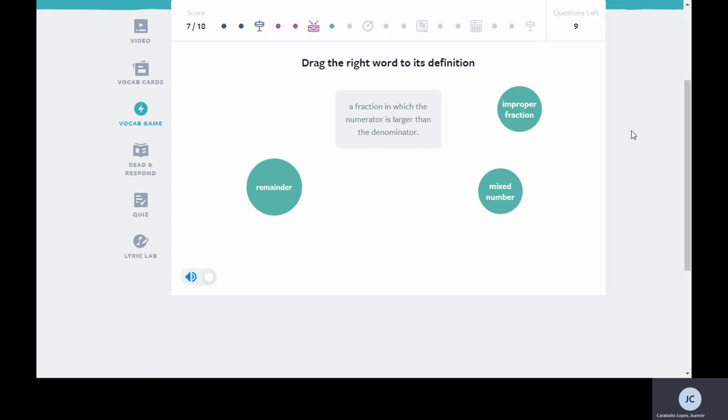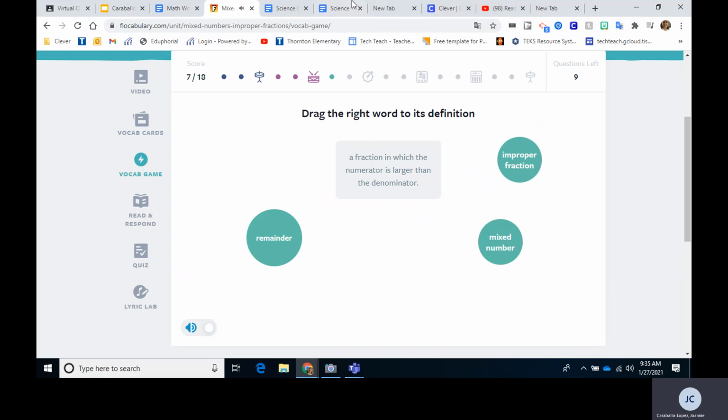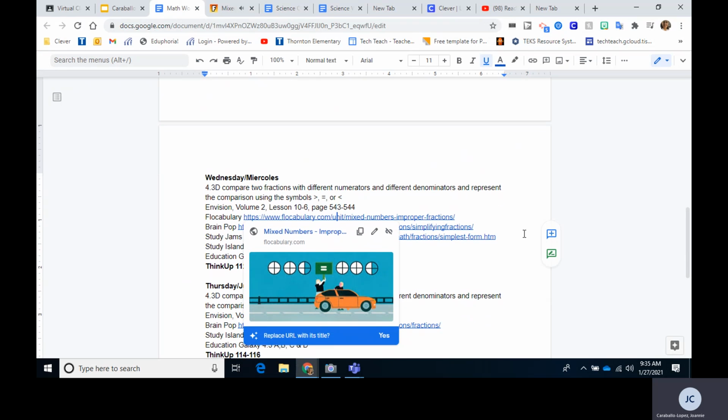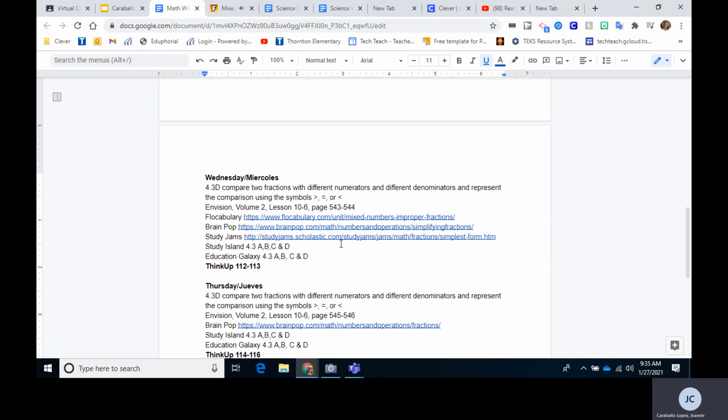All right, so this is what we're going to do. We're going to continue on, okay? And then you're going to go log in, and you're going to do study jams, okay? So everybody log in. Give me thumbs up, and you're going to go into study jams. Study jams is right here. The link is right here. Todo el mundo va a entrar y va a hacer study jams. Let's go.